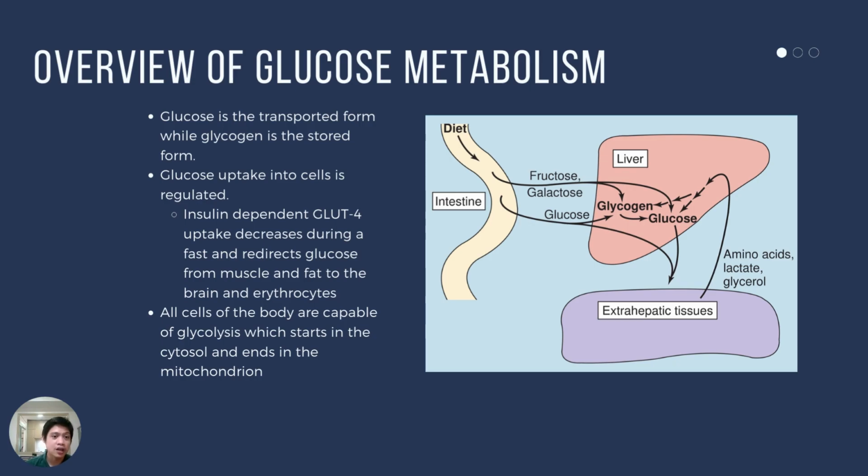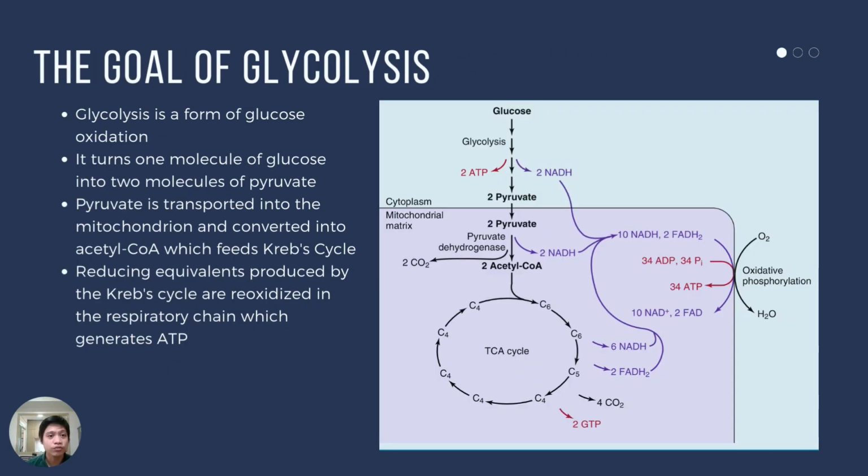All cells of the body are capable of glycolysis, which starts in the cytosol and ends in the mitochondrion. What is the goal of glycolysis? Glycolysis in general is a form of glucose oxidation. That means glucose is the source of electrons, and through glycolysis, electrons are removed from glucose. It turns one molecule of glucose, which is our reactant, into two molecules of pyruvate, which are the products of glycolysis.